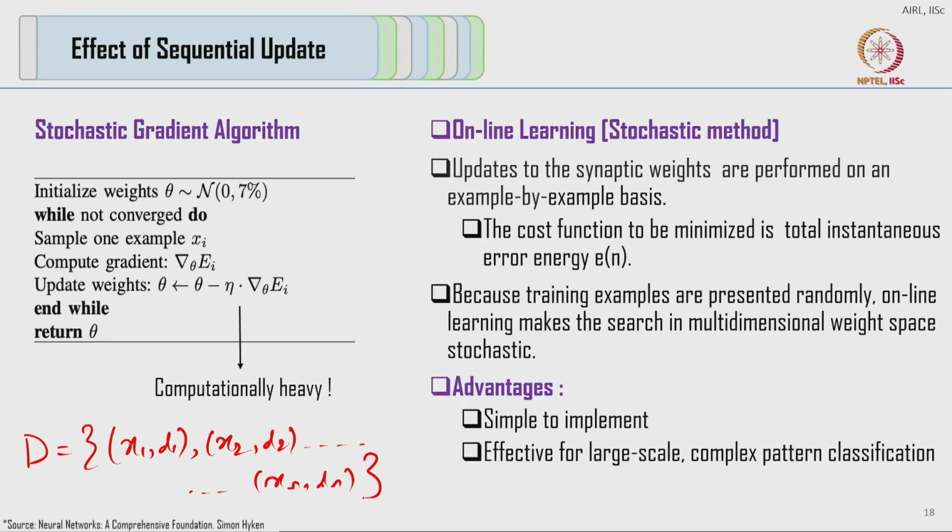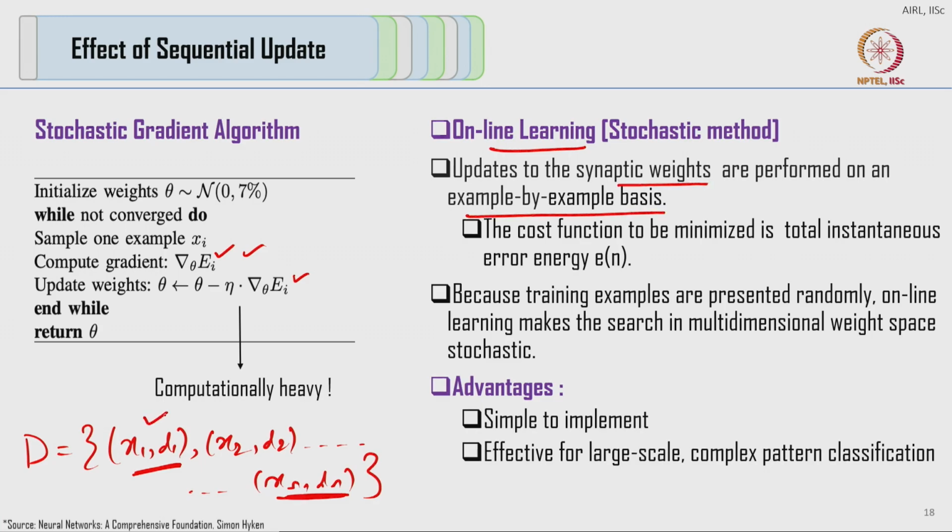Now the way the stochastic or the online learning works is, we would essentially choose, let's say, x1 d1, calculate its corresponding error, and then have a gradient update. Then we would take another sample, let's say xn comma dn, calculate its error again, and then update the weights, right? Now what we observe in this particular procedure is that the updates to the weights are performed on an example by example basis.